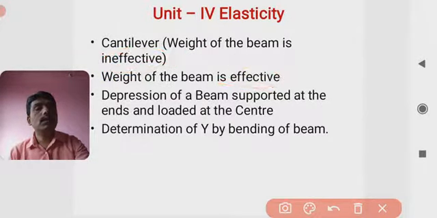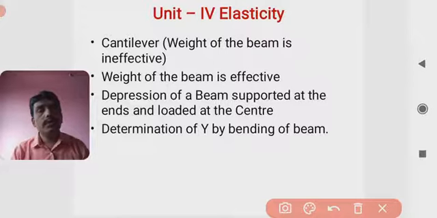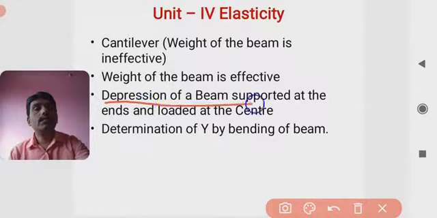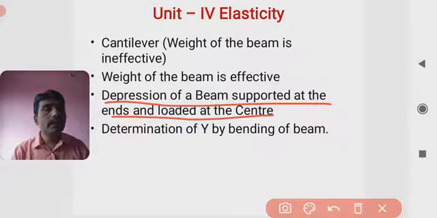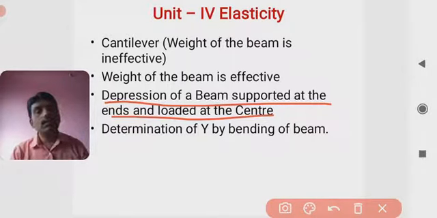When considering these two cases, the compression or depression that is going to be there will also be calculated. Again, the depression of a beam supported at the two ends and loaded at the center: when the weight is given at the middle and the bar, or cantilever, is on the two edges, then at the center, if load is given, what will the depression be, how it is going to be half of the total load given, that we will see in detail.